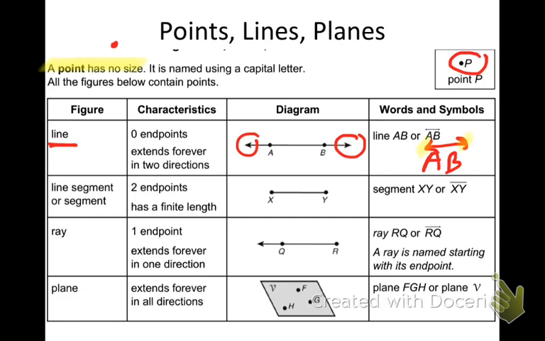A line segment now. A line segment has two endpoints and has a finite length. Who knows what a finite length means? We talked about this earlier in Algebra 2. Let's see who was listening. What does finite mean? Let's go the other way. What does infinite mean? Infinite never ends. What's finite mean then? It ends. Finite means it's going to end. It has a start and it has an ending that you can see. So it has two endpoints.